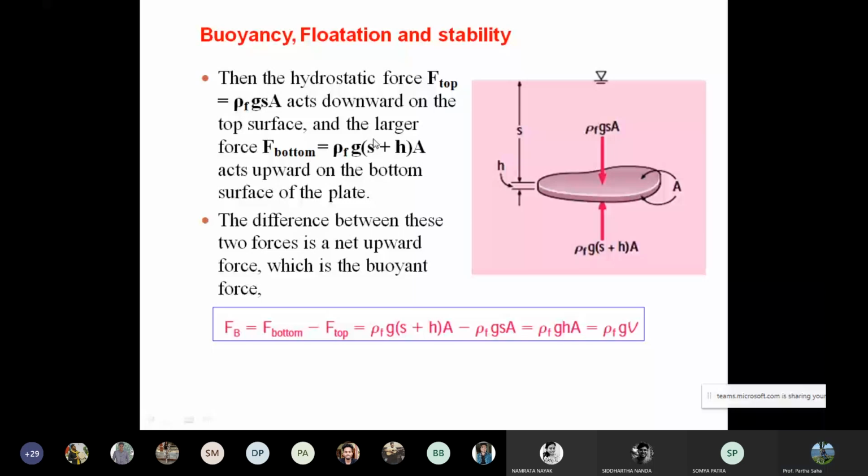So these two forces, the bottom force and top force, balance each other, and the resultant force is ρF g H A or ρF g V. V is H into A, the volume, right? So that tries to keep it balanced or keep it floated at a certain distance in the liquid. Either it will float or it will go down, depending on which force is actually dominant between these two forces. So this is pretty straightforward.